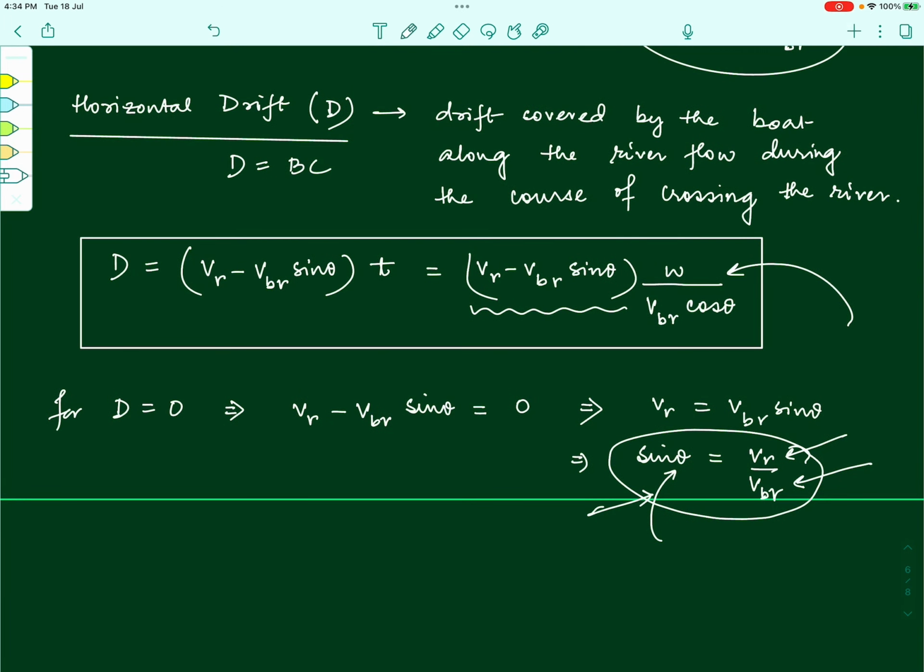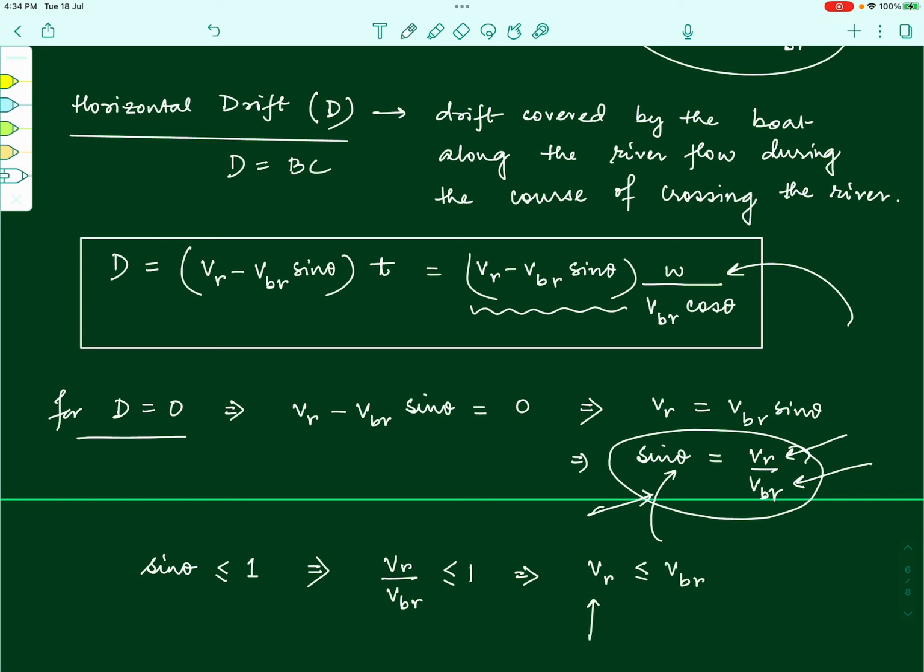Now there is a condition when this drift can be 0. What is that condition? Do we understand that sine theta can take values that are less than or equal to 1? This is a limit for sine theta. The maximum value that sine theta can have is 1. From the above relation, can we say that VR by VBR has to be less than or equal to 1 if we want drift to be 0? That means that VR should be less than or equal to VBR.